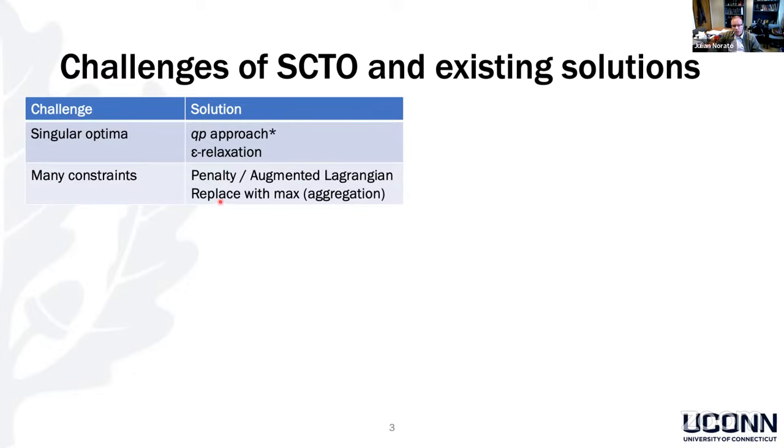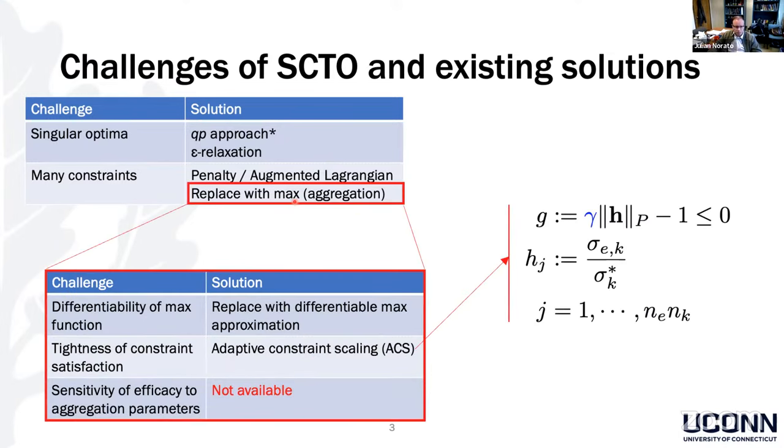And the other one, which is the one that I've been working on since about 2008, 2009, is to replace these multiple constraints with an aggregation function. I should say I'm not the only one who has been working on this approach. Now, in this work, we want to focus on this latter approach, and the reason being that it just makes it easier for us to impose multiple constraints in the optimization if we had other constraints.